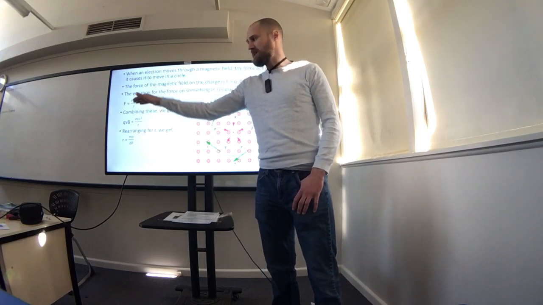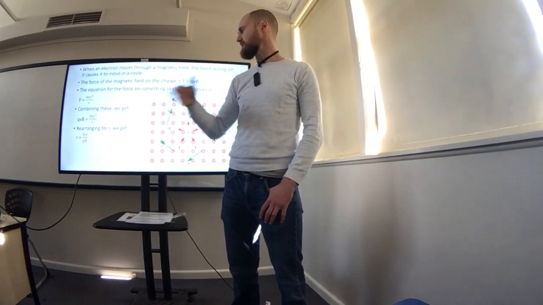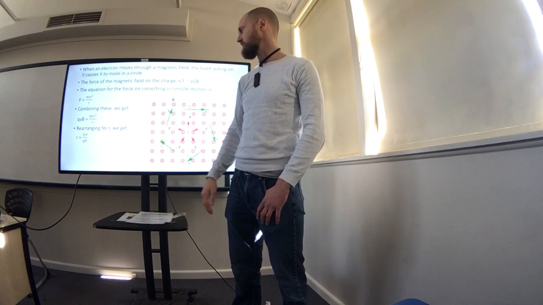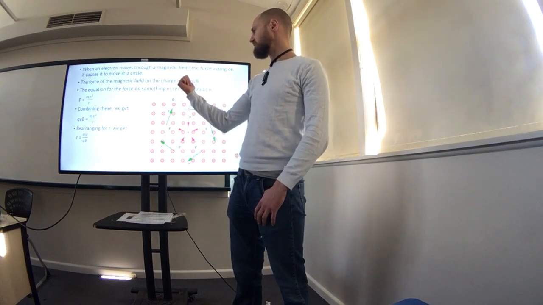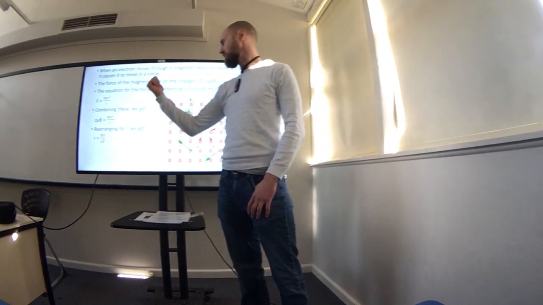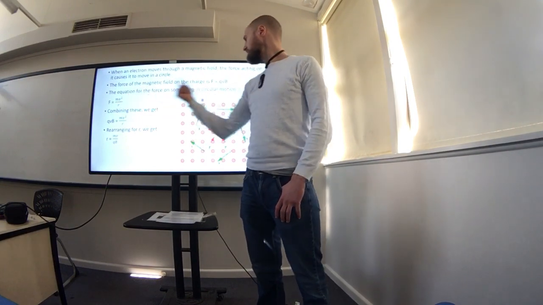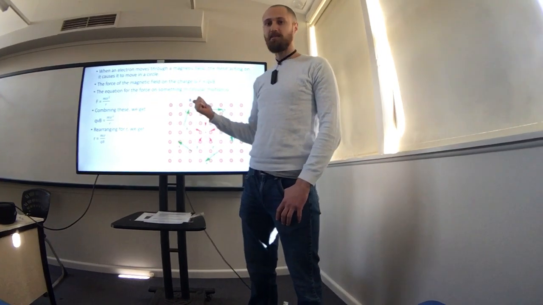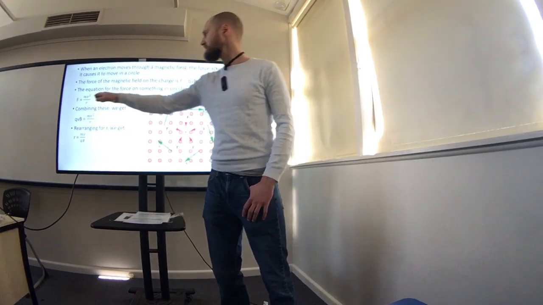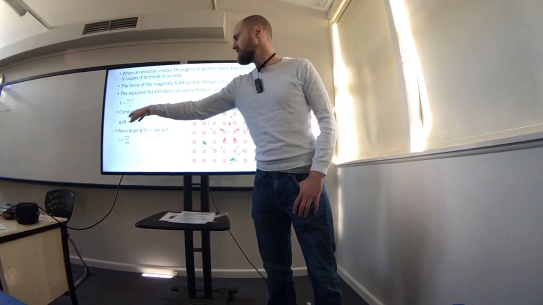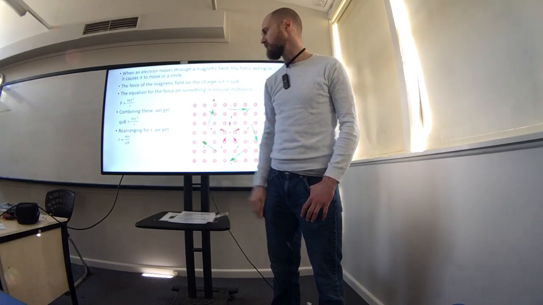So our force on something in a circular path can be written as F equals mv squared over r. This is the force on an object moving in a magnetic field. This is the force on an object moving in a circle. These forces in a case like this are going to be the same as each other, so we set this and that equal to each other: qvB equals mv squared over r.